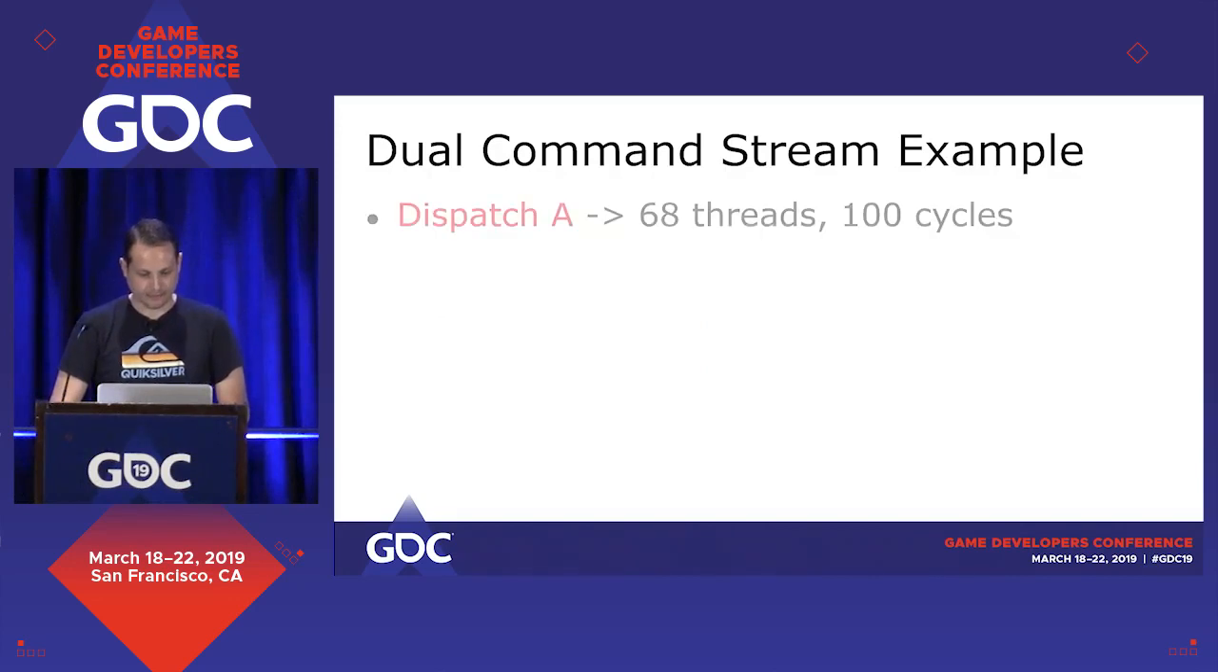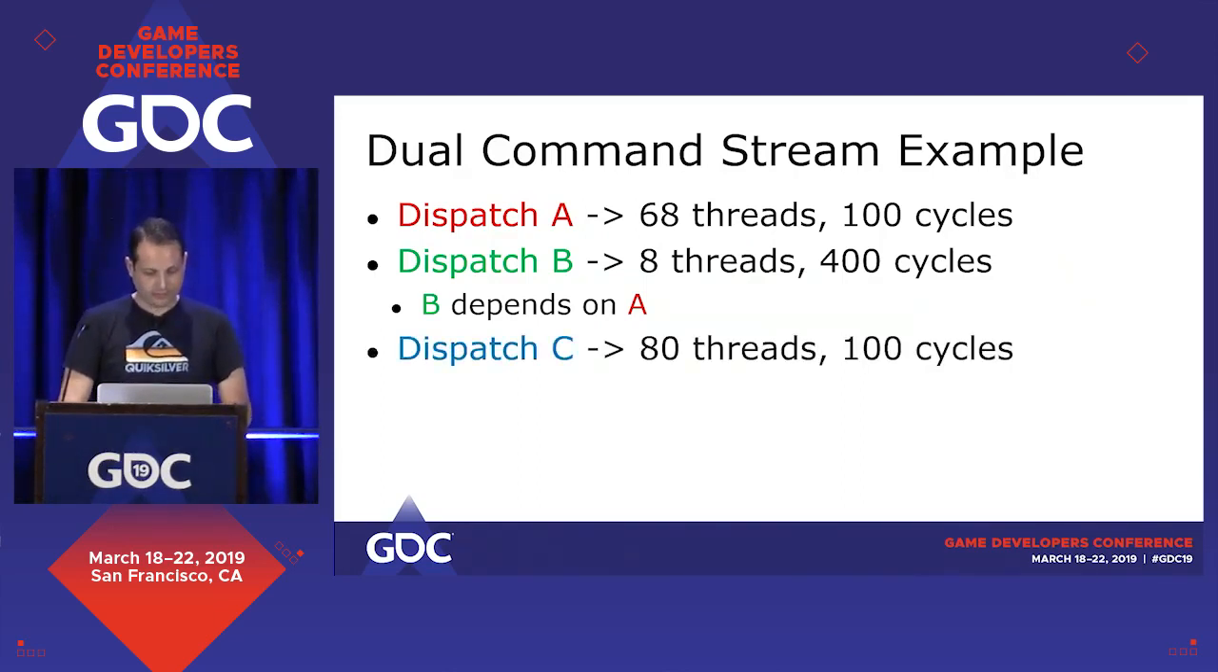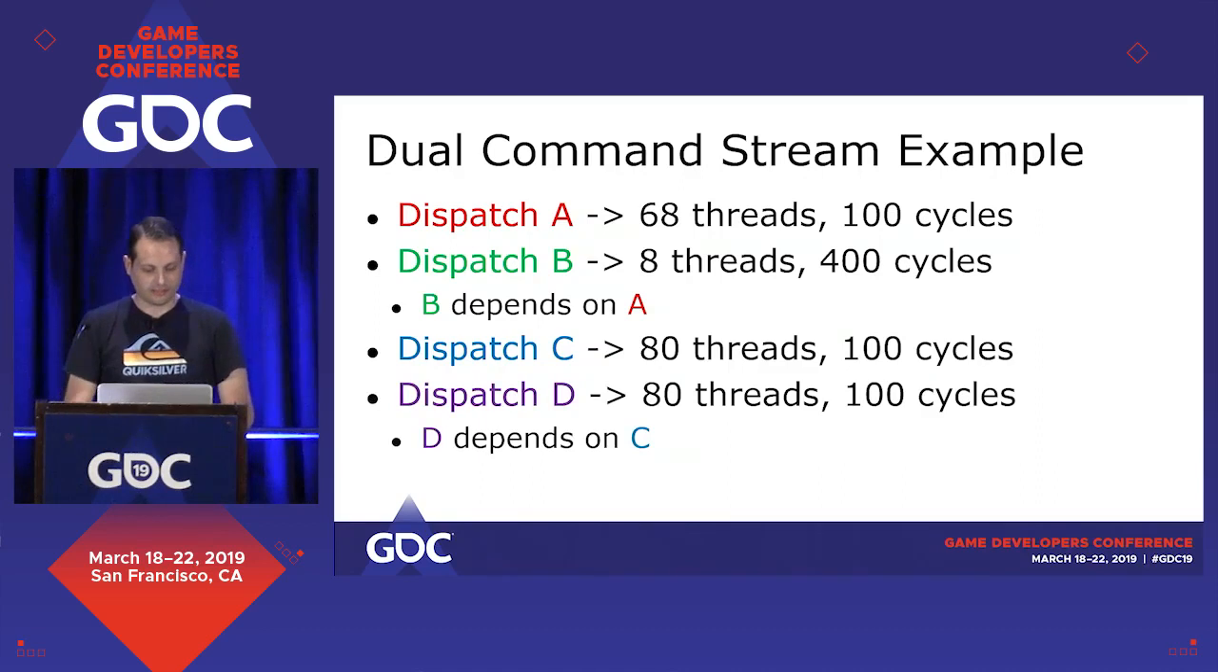All right, so let's say now we've got dispatch A. It's got 68 threads, and each one of those takes 100 cycles to complete. And then we've got dispatch B, which is kind of a non-ideal case. This is only 8 threads, and it takes 400 cycles. So on its own, it could not saturate the 16 shader cores. And B is going to depend on A, so there's going to be a flush in between them. And now let's say we also have dispatch C, which has 80 threads, and each one of those takes 100 cycles to complete. And then dispatch D, which is kind of the same, 80 threads, 100 cycles to complete, where D is going to depend on C.